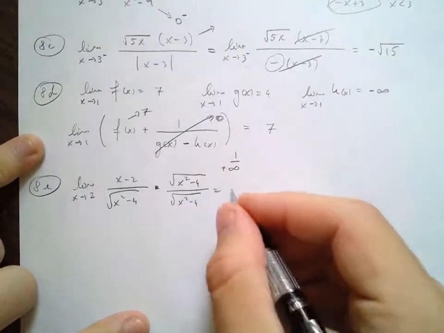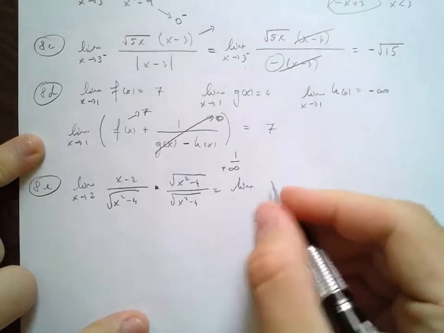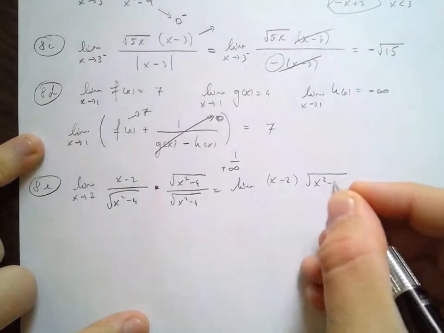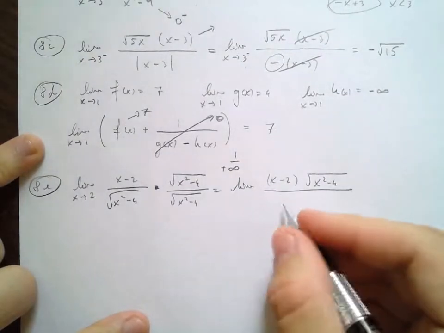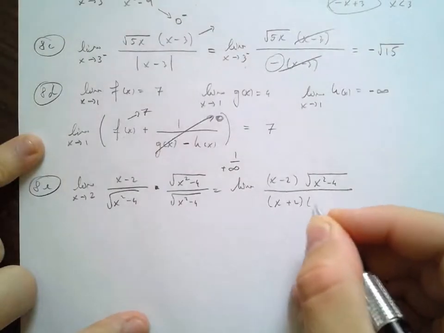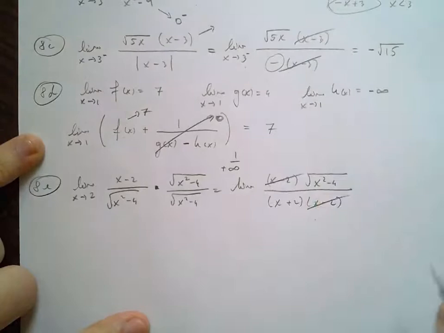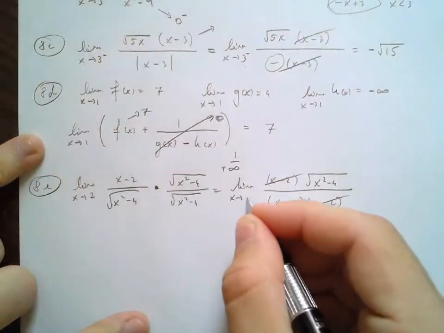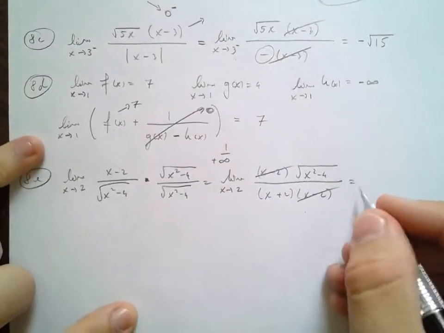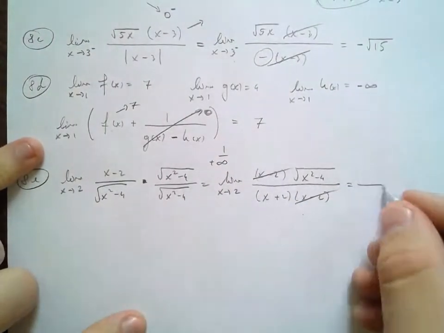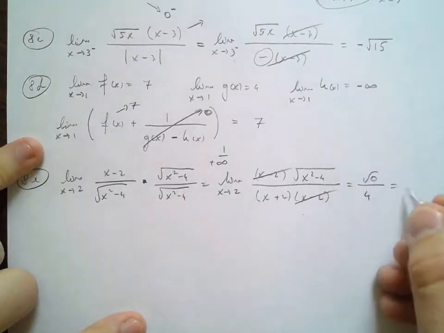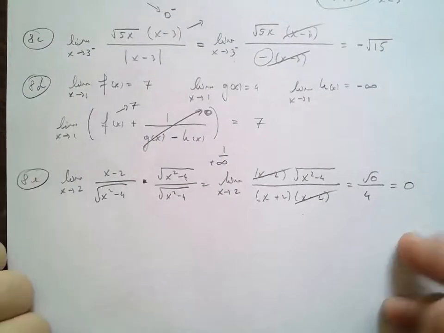So I end up with the limit of, I still have x minus 2 on top, I have the square root part, divided by, I'm going to factor the x squared minus 4 as x plus 2 times x minus 2, so I'm able to cancel that. And this was the limit as x approached 2. And notice now I no longer have a 0 on the denominator, which means I can just plug in. On the bottom I get 4, on top I get, well, I happen to get square root of 0, so this limit is actually just 0.